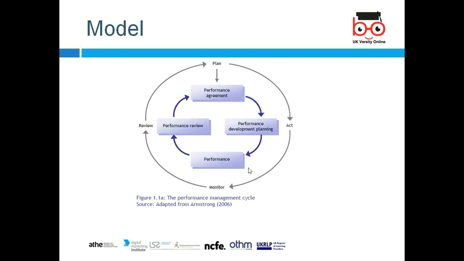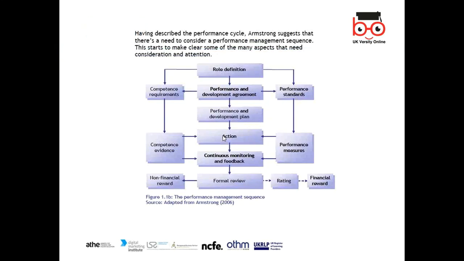When we look at performance, according to Armstrong, he gave one model. It's called plan, act, monitor, and review, the PAMR model. Performance agreement: we set the goal, you sign it, we agree on it, this is the performance we expect from you. Next we look at performance development planning and performance review, like appraisal review of individuals and teams, and that will help to improve the performance.